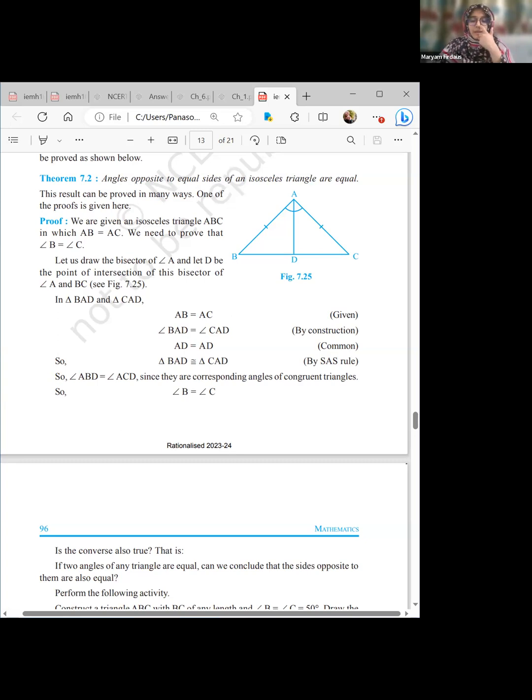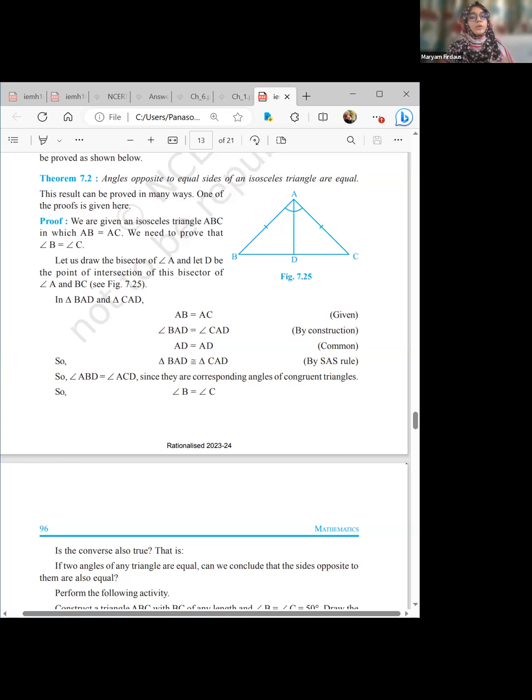Okay. Now what we are going to do here is we have to show that AB is equal to AC. How can we show that? Well, we can show that these two triangles are congruent. If we show that these two triangles are congruent, then we can easily show by CPCT, by corresponding parts of congruent triangles are equal. By CPCT, we can show that this angle is equal to this angle.